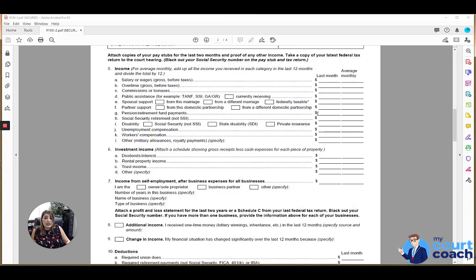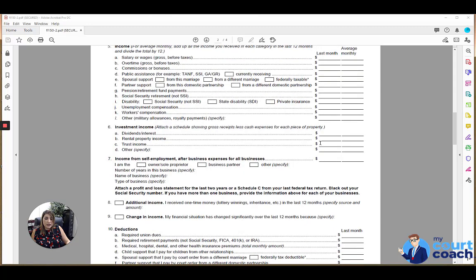If you're receiving income from pension or retirement fund payments, that gets listed on line 5G. If you're receiving any sort of Social Security retirement pay, that is listed on 5H. If you are receiving any sort of disability pay, and there are different types listed: Social Security, state disability, or private insurance, that is listed on line 5I. If you are receiving unemployment benefits, that is listed on 5J. Workers' compensation goes on 5K. And if there's any other income that you're receiving, and it says military allowances, for instance, that would be your BAH, BAS, that will be listed on 5L.